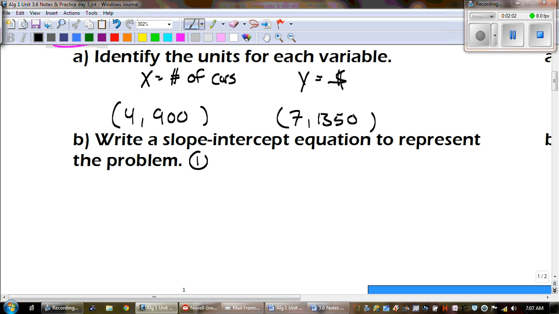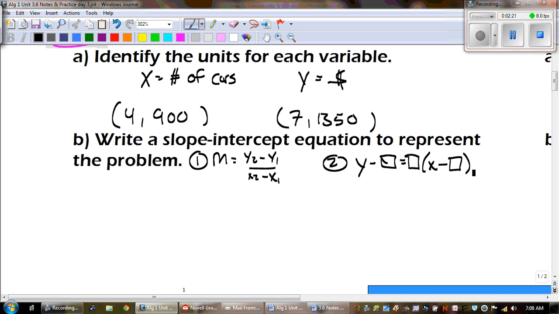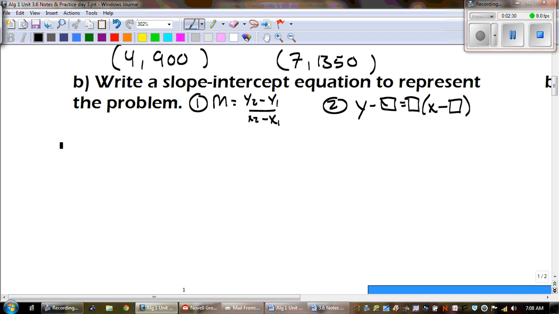Now, it asks me to write a slope-intercept equation, but I only have 2 points. So what that means is first we have to find the slope, the y2 minus y1 over x2 minus x1. And then after we find the slope, we get to plug that into our point slope: y minus your y equals slope times x minus your x.